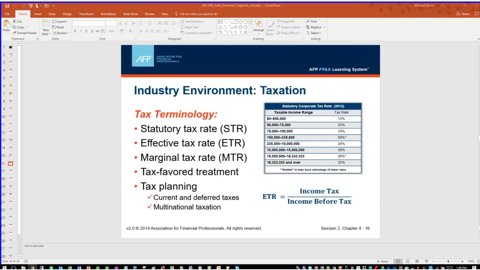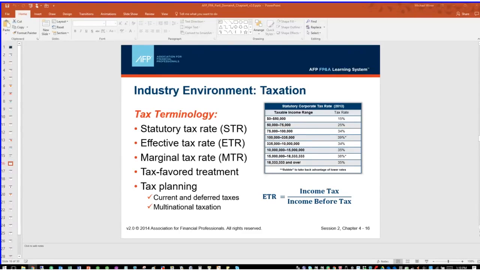Now, you take all of the tax obligation that you calculate by multiplying each bucket, they call them taxable income ranges, by the tax rate for that range, and you get a total number. If you divide that total number by your total taxable income, you get the effective tax rate. So that's the average rate on the total income.